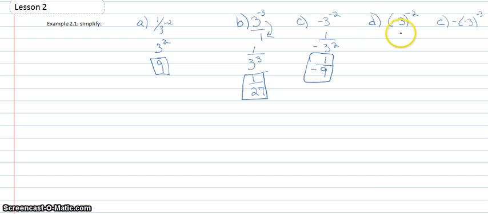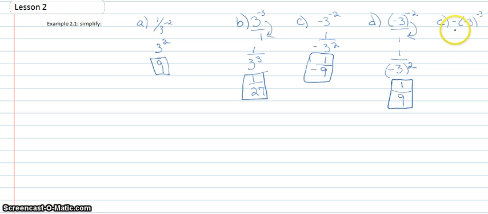Now this time in D, we have parentheses around our negative 3. So we still take this down to the bottom, just like we did before. 1 over negative 3 in parentheses squared. So this time it's 1 over a positive 9. Very important that you notice where the parentheses are, or if it has any.